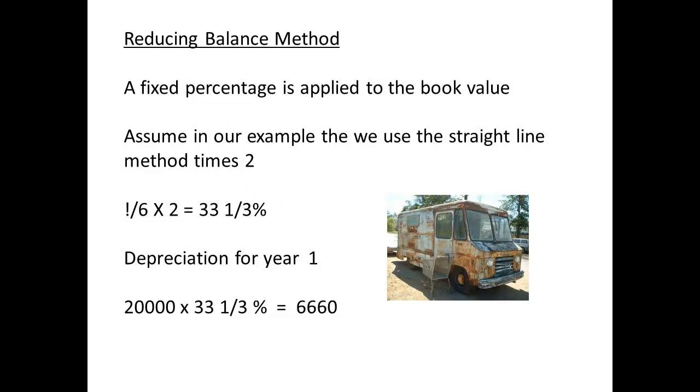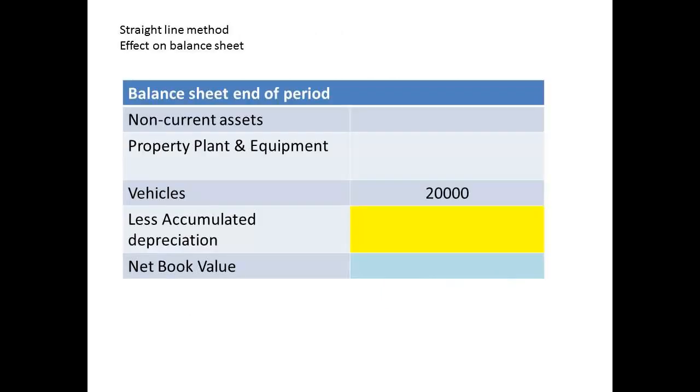Now let us consider another method for depreciation. This time we will use the reducing balance method, and we shall implement it using the straight line method times 2. So if we take twice 1/6, then we get 1/3 or 33 1/3%. Applying this to year 1, we have 20,000 multiplied by 33 1/3%, 6,660. Now to return to the balance sheet where we have the 20,000 cost of the van entered.